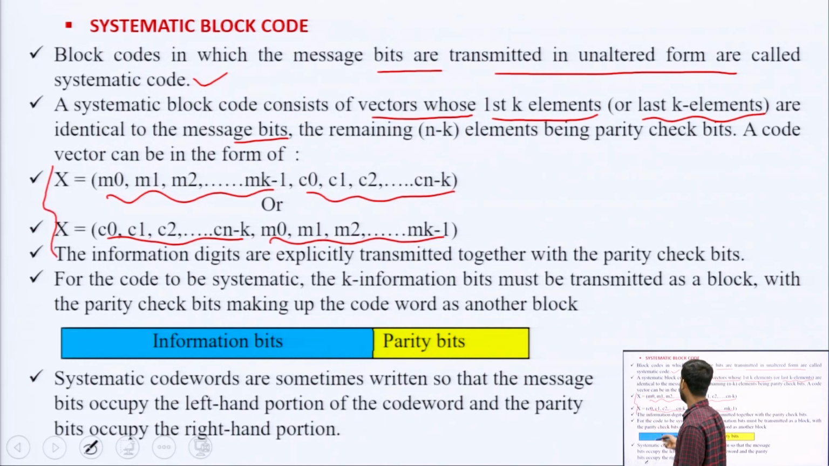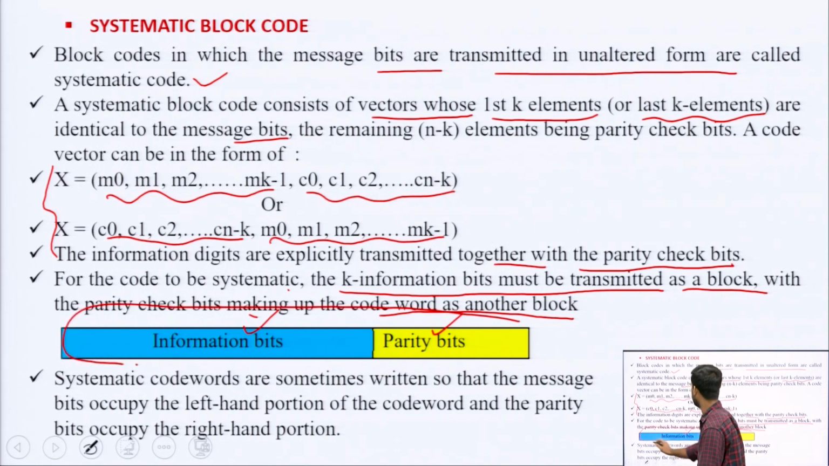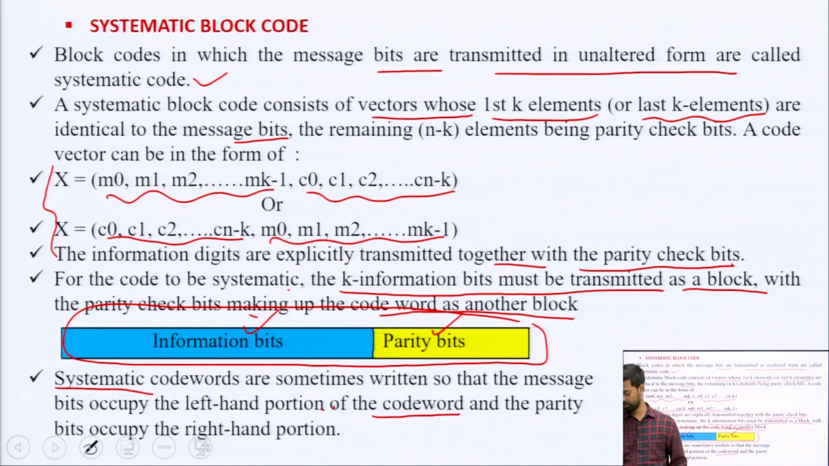A code vector can be in either of these two forms. The information digits are explicitly transmitted together with the parity check bits. For the code to be systematic, the k information bits must be transmitted as a block, with the parity check bits making up the code word as another block. So this is your information bits, this is your parity bits, and the total is your code word. Systematic code words are sometimes written so that the message bits occupy the left hand portion of the code word and the parity bits occupy the right hand portion.